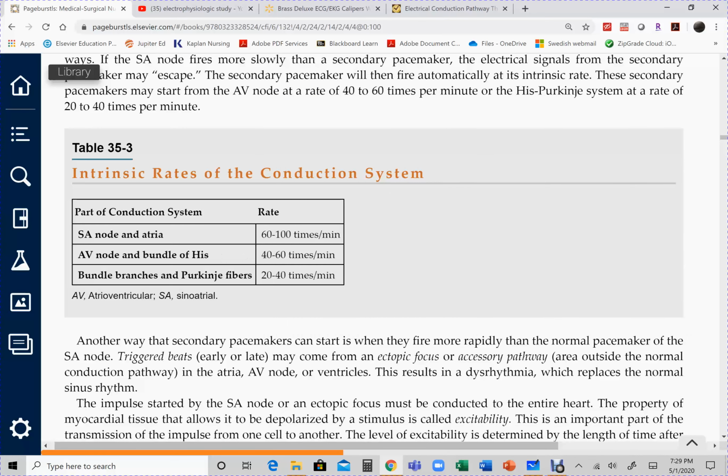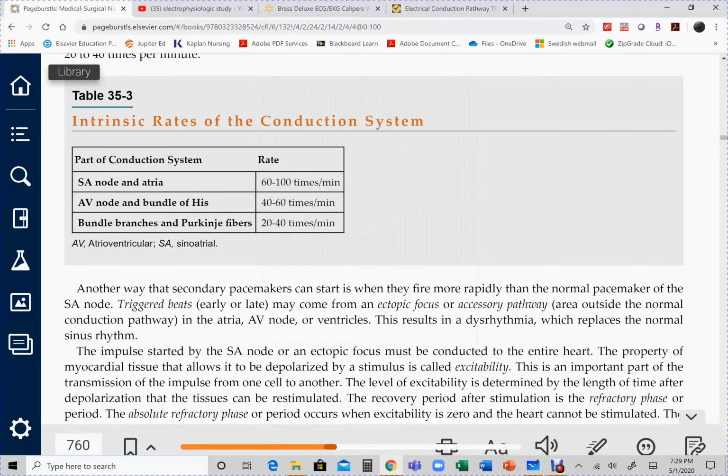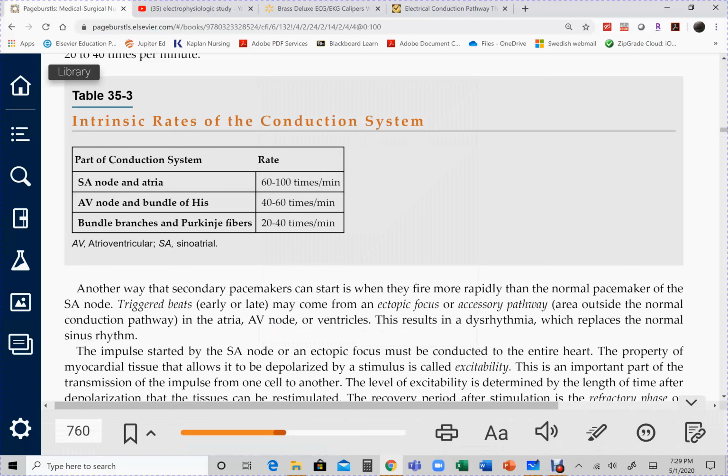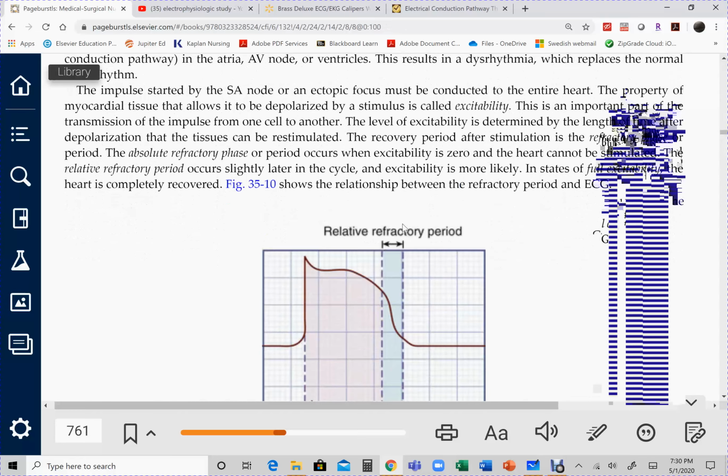The bundle of His is a tertiary pacemaker, but at this point it's not even worth talking about, because who lives with a heart rate of 20 to 40? Meaning, if these two fail, then you're left with the bundle branches, but you're pretty much as good as dead. This can't maintain cardiac output. Your heart's beating at 20 times a minute. That's never going to work.